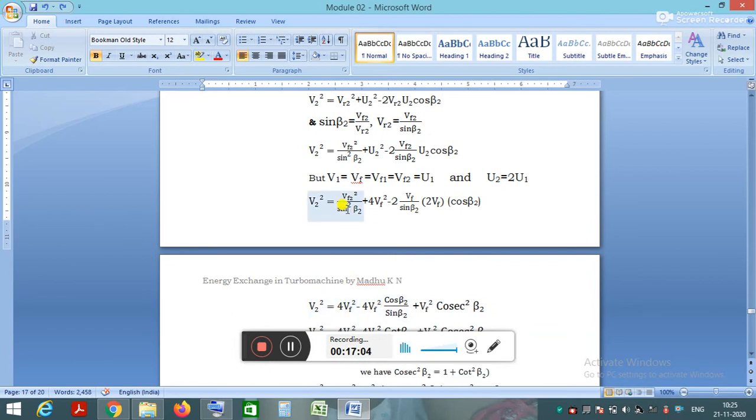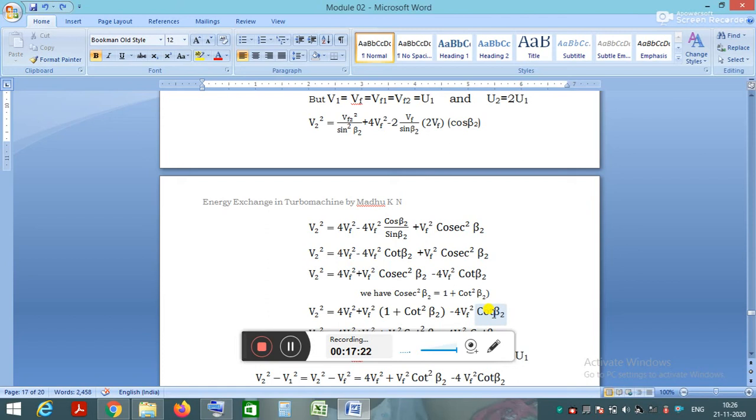4 Vf square minus 2 into 2 into 4 Vf into Vf square cos beta 2 by sin beta 2 plus Vf square. We know that 1 by sin square beta 2 equals cosecant square beta 2, and we know that cos by sin is cot. Therefore V2 square equals 4 Vf square minus 4 Vf square cot beta 2 plus Vf square cosecant square beta 2. Rearranging this equation, we will get 4 Vf square plus Vf square into cosecant square beta 2 minus 4 Vf square cot beta 2.